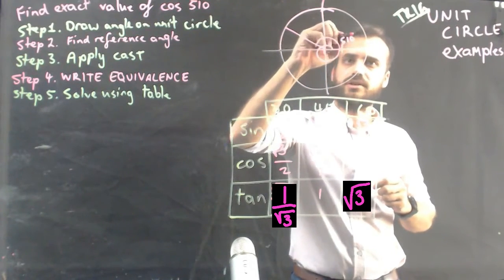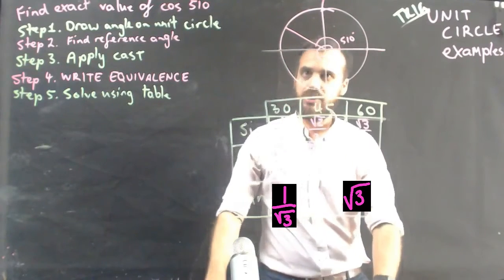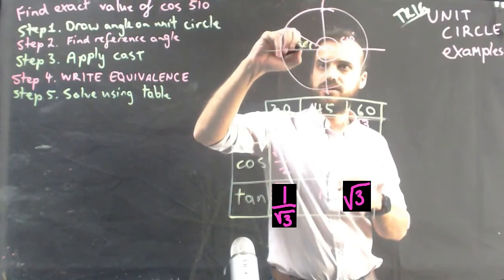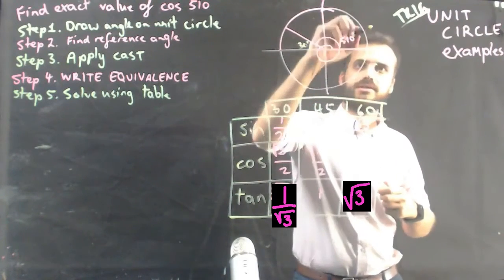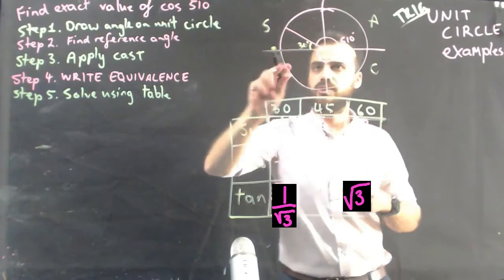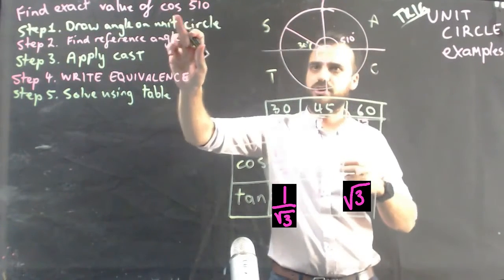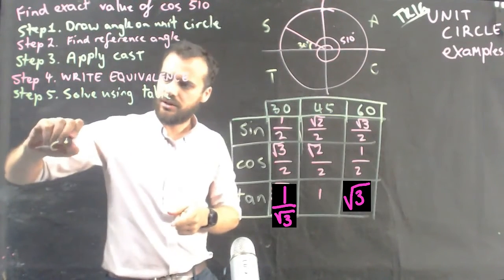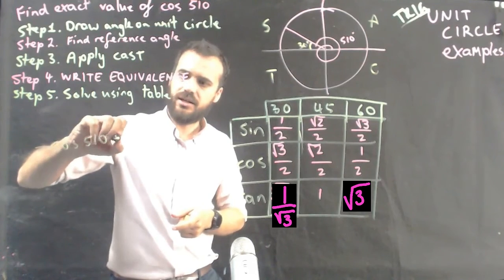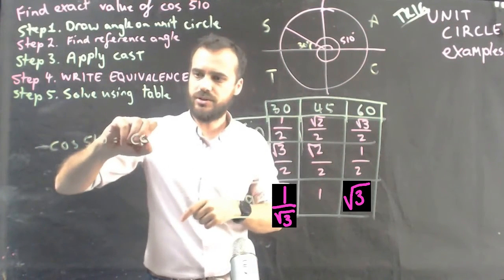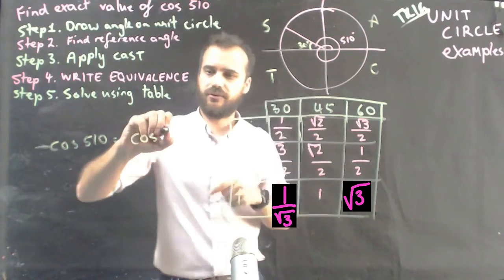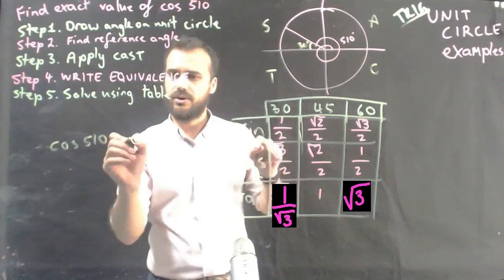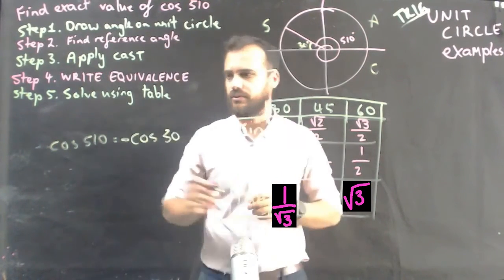That's 510 degrees. Find the reference angle. That's the acute angle between the x-axis and the line. That's going to be 30 degrees. Apply CAST, C-A-S-T. We're in the sine quadrant, but we're doing a cosine question, so our answer is going to be negative. Write the equivalence. Cos 510 equals cos 30, reference angle, and we're in the sine quadrant, but we're doing a cosine question, so it must be negative.